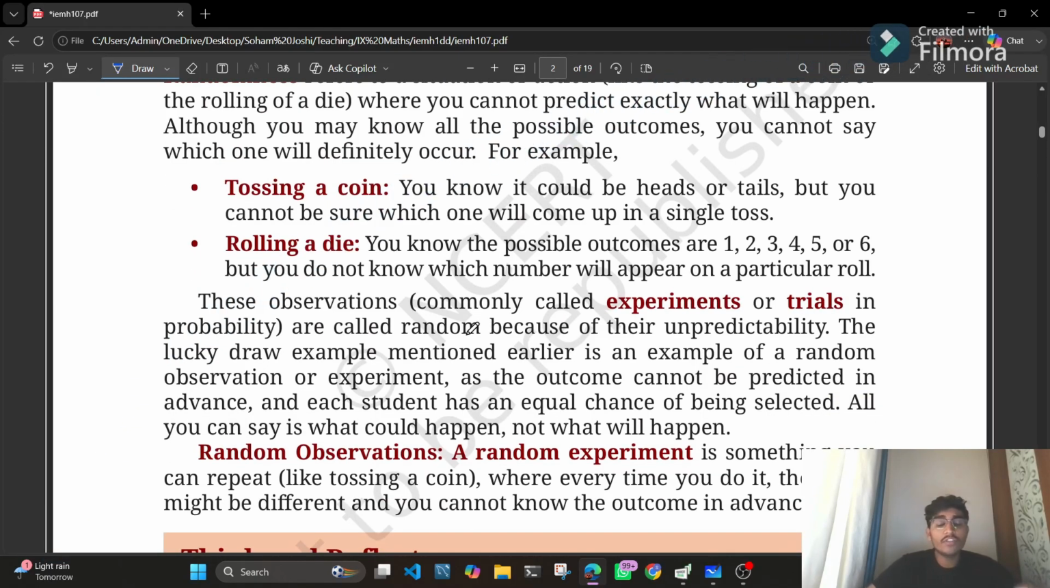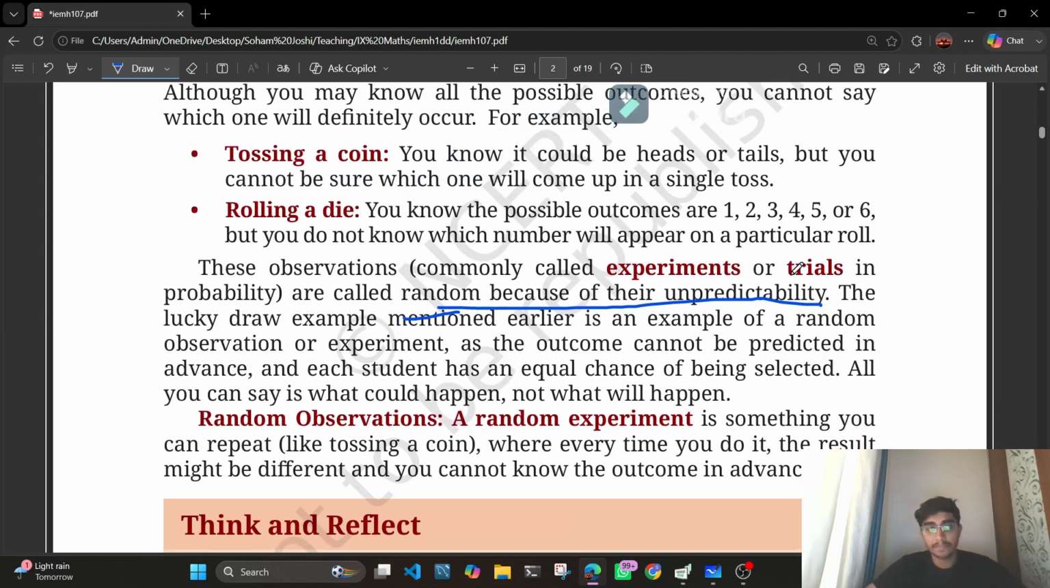So all of these observations, that either you'll get heads or tails, or you'll get one, two, three, four, five, six, are called experiments or trials in probability, and they are called random because of their unpredictability. You cannot predict whether you are going to get one, two, three, four, five, or six when you roll a die or throw a die, right? So because of their unpredictability, we say that they are random in nature.